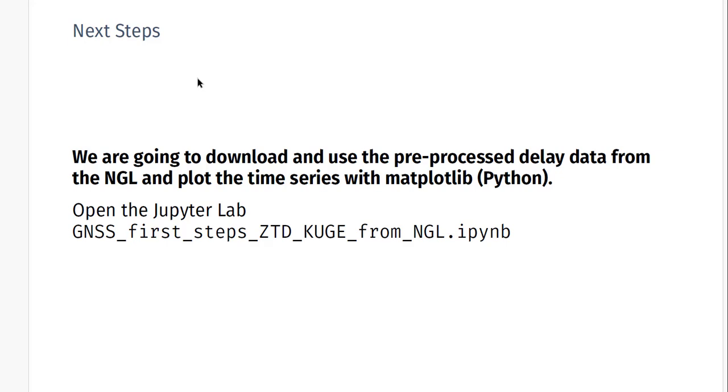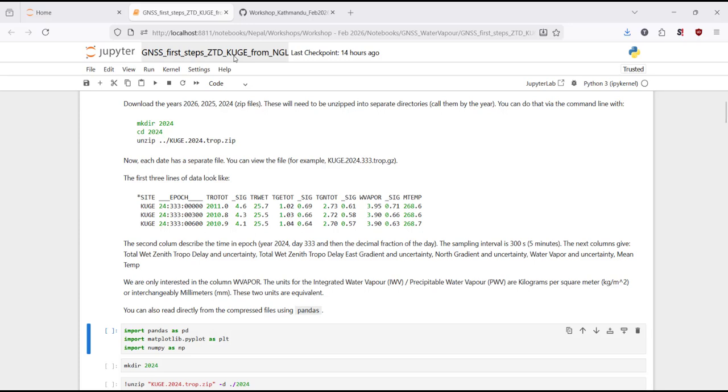Jupyter Lab, which is called GNSS First Steps. Then it's the station KUGE from NGL. So what we are going to do in the next hour or so is I'm going to walk you through an analysis of water vapor, really slowly. And I'm going to try to explain some things about how you do this with Python and particularly how you use the pandas package, which is a great tool for time series analysis.